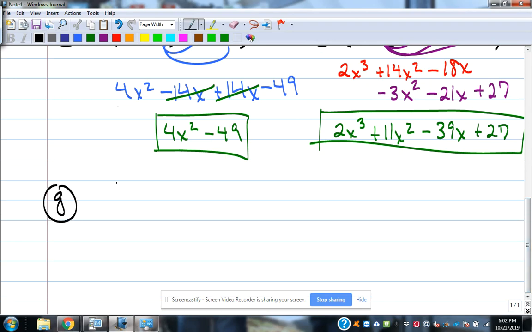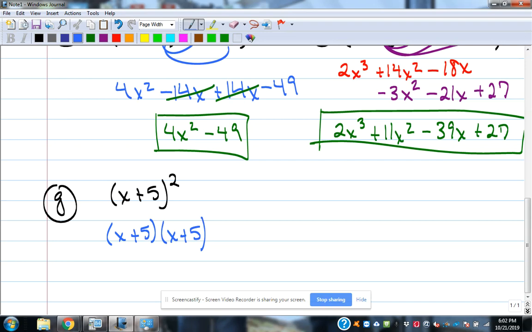Example G, x plus 5 squared. What does that even mean? You do x plus 5 times itself. So you mean like x plus 5 times x plus 5, like that. That's what you mean. That's right. Absolutely. X plus 5 squared means it times itself.